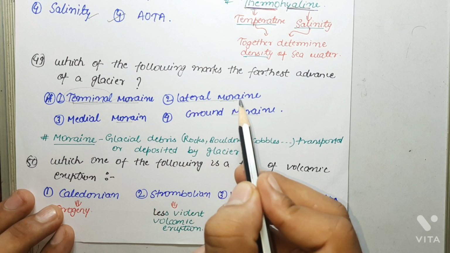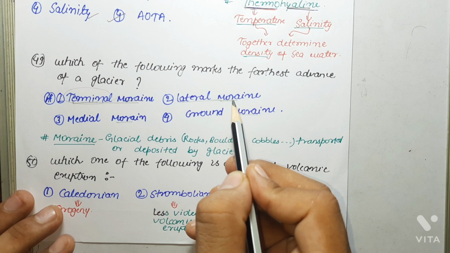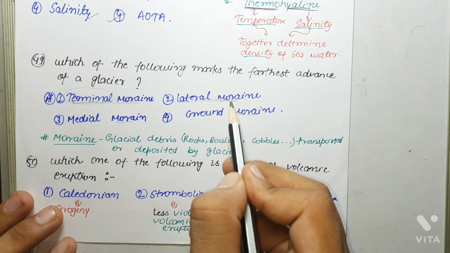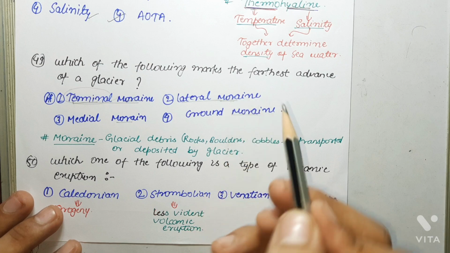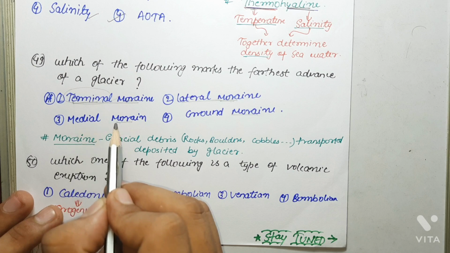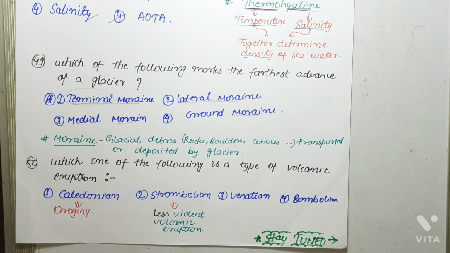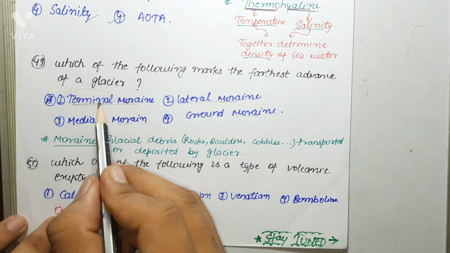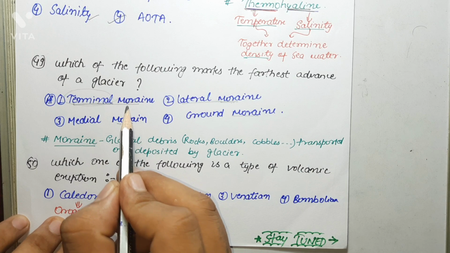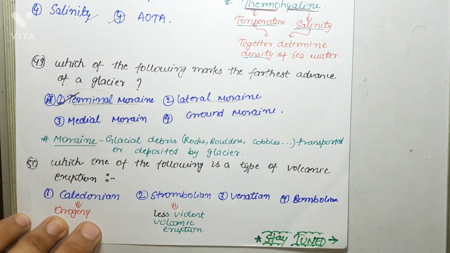Lateral moraine, if glacial debris is deposited in the margin of a glacier or ice sheet, then it is known as lateral moraine. In medial moraine, if glacial debris is deposited in the middle of the glacier, then these are termed as medial moraine. And ground moraines are formed because of the excessive load carried by a glacier. It is deposited on its own bed or at the base. So basically only terminal moraine marks the farthest advance of a glacier, as it is also known as end moraine. So the correct answer is terminal moraine.